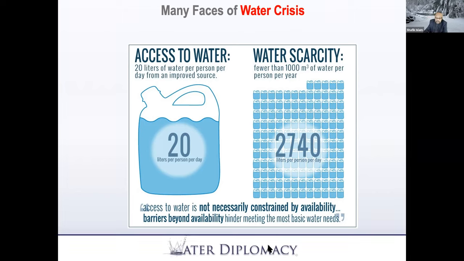So access to water is not necessarily constrained by availability of water, really. It is something else. So when you talk about water crisis, and your objective is to provide water to a slum in Bangladesh, it's a very different problem than saying that I want to have water for agricultural production in Bangladesh. These are two different problems. And oftentimes we confuse them. And let's go to the next one.